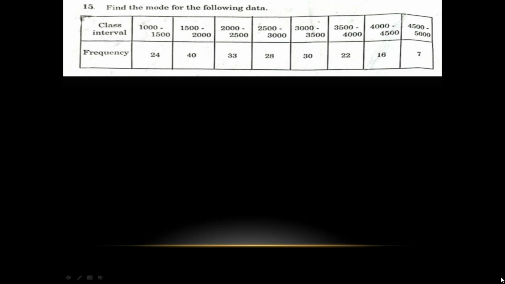Moving to next problem. Problem number 15. Find the mode for the following data. So they have given the table which contains class intervals and frequency. So the formula of mode is L plus F1 minus F0 divided by 2F1 minus F0 minus F2, into H.